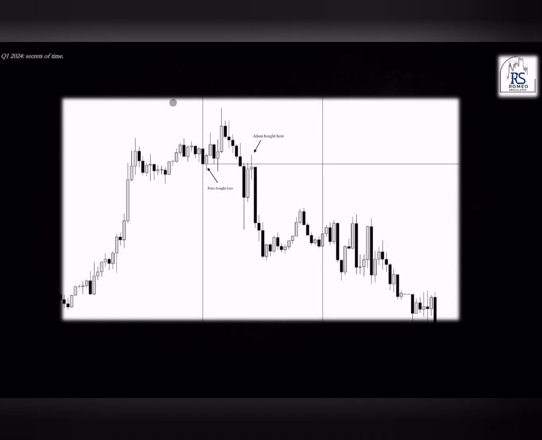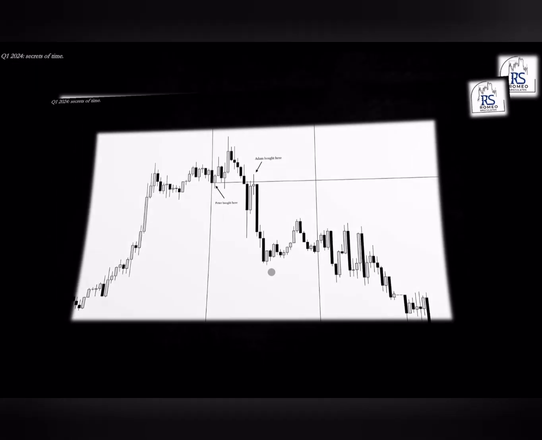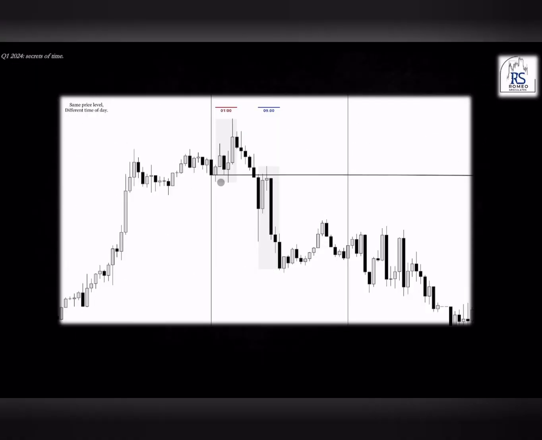This is a daily candle. Which means these are hourly candles, right? Or 90-minute candles, if I'm not mistaken. Peter bought over here at this price level. You see this horizontal line? Peter bought over here, and from his time of entry, he was in profit. Adam bought at the same price level that Peter did, and he suffered loss. So Peter bought at the same price that Adam did. However, Peter made money and Adam lost money. What's the difference between the two? The difference is Peter was aware of the importance of time, and Adam was not aware of the importance of time.